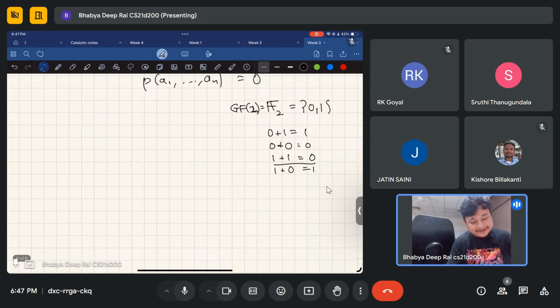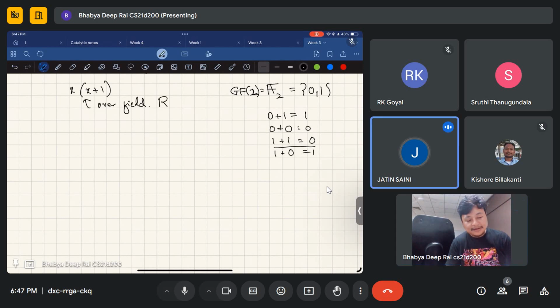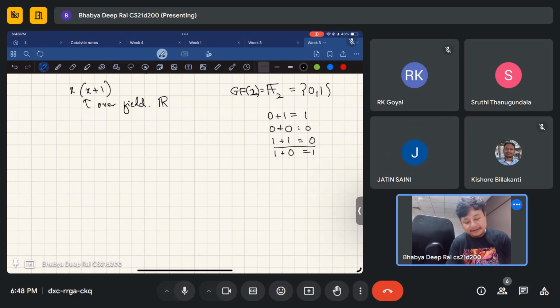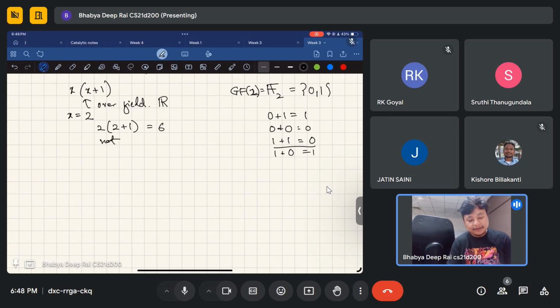So I said if we take this polynomial x times (x plus 1), and this is a polynomial over the field of real numbers, then this is not an identically zero polynomial. Why? Because if I put, for example, x equals 2, then it becomes 2 times (2 plus 1), which is equal to 6. So this is not a zero polynomial over real numbers.